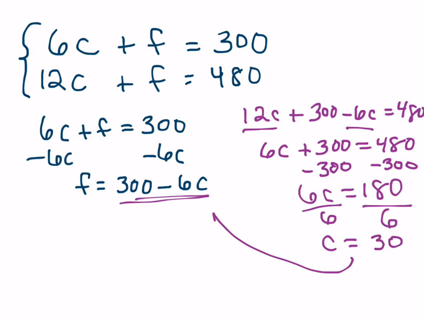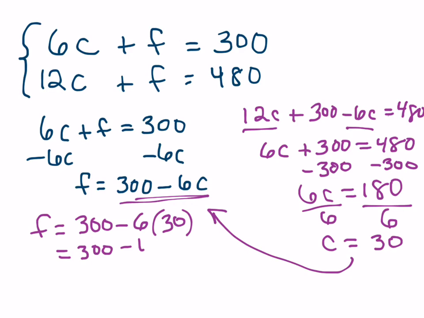Okay, then to bring that back over to the other equation that already has f by itself, substitute in the c. All right, 6 times c is 30. All right, and we get 300 minus 180, and that equals 120.